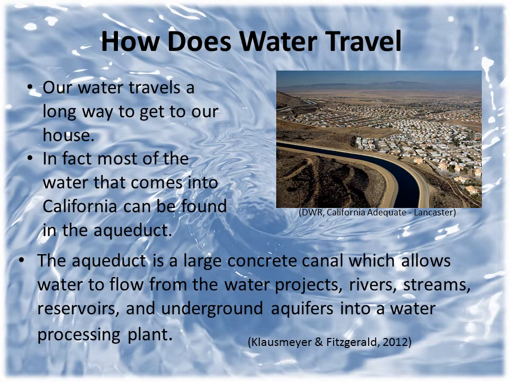How does our water travel, you may be asking? Our water actually travels a long way to get to our houses. In fact, most of the water that comes into California can be found in the aqueduct. So what is an aqueduct? The aqueduct is a large concrete canal which allows water to flow from the water projects, rivers, streams, reservoirs, and underground aquifers into a water processing plant.